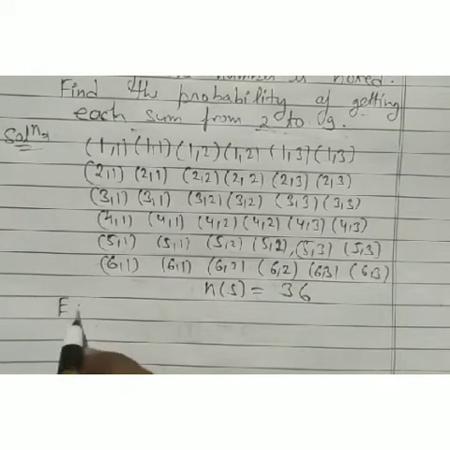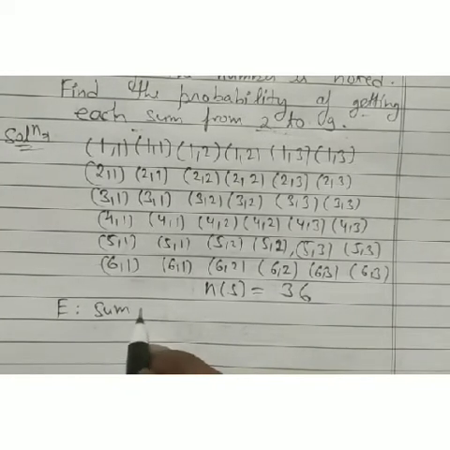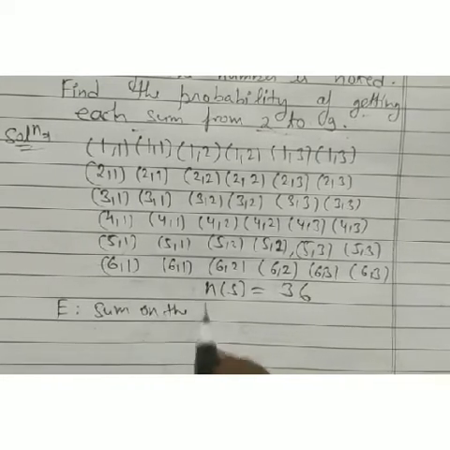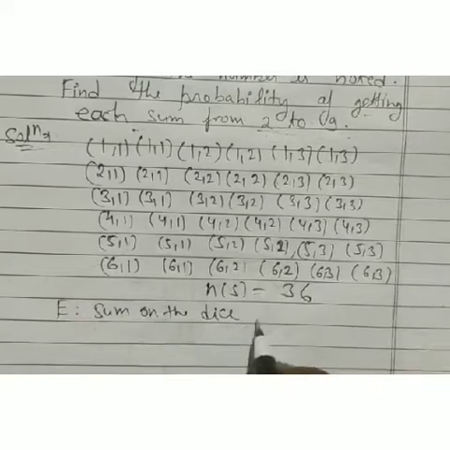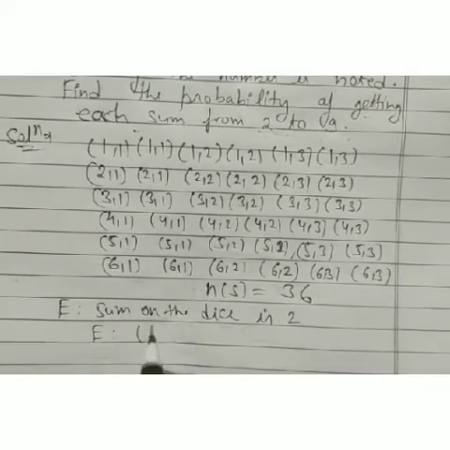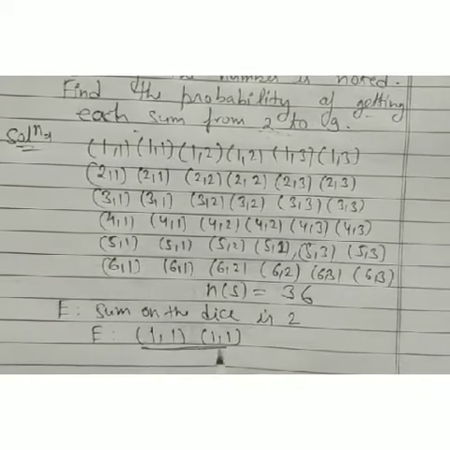Let E1 be the event that the sum on the dice is 2. Then what is favorable there? It's (1,1). This is our favorable event.